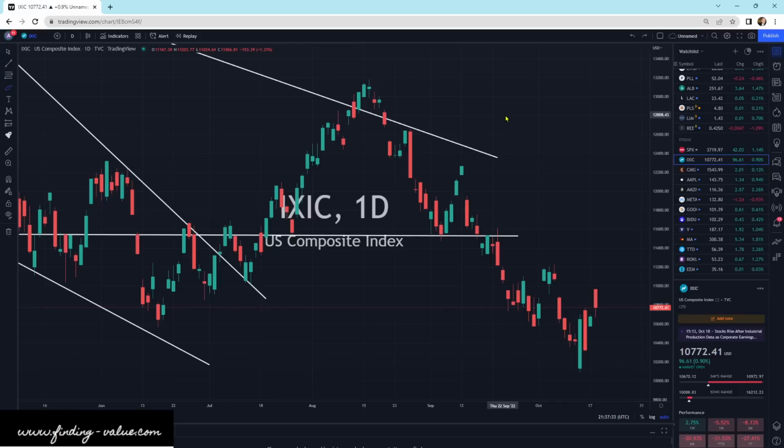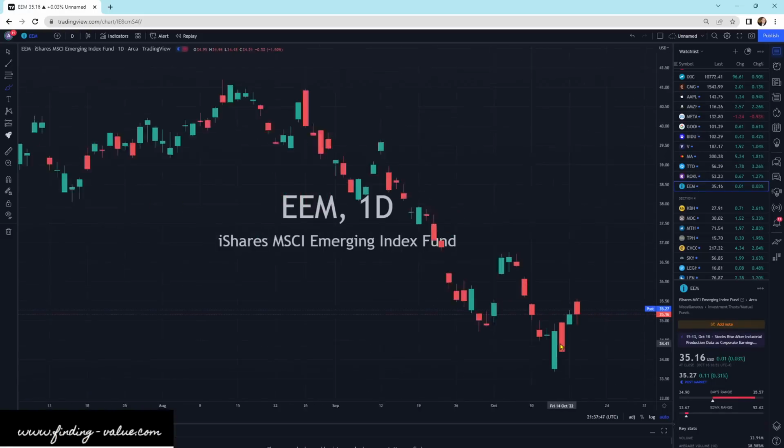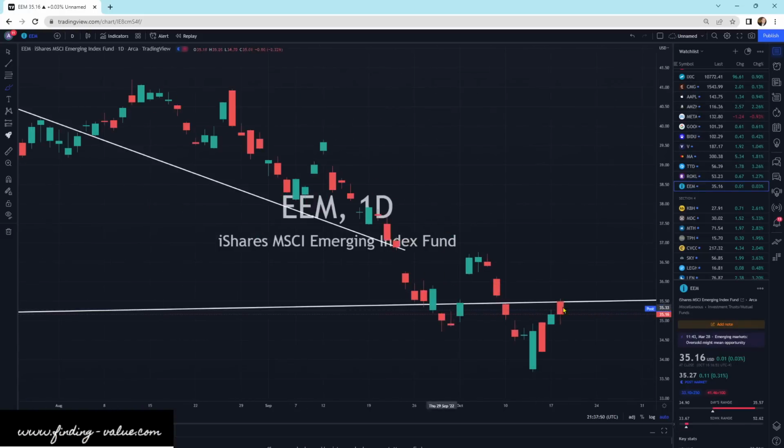If it continues higher, then all bets are off. I think that this is going to reverse and move on lower, depending on those yields. I don't have a horse in this game anyway for the overall markets here. EEM, we'll see which direction this goes. It's right on support, highly linked to the dollar. It's inversely correlated to the dollar.